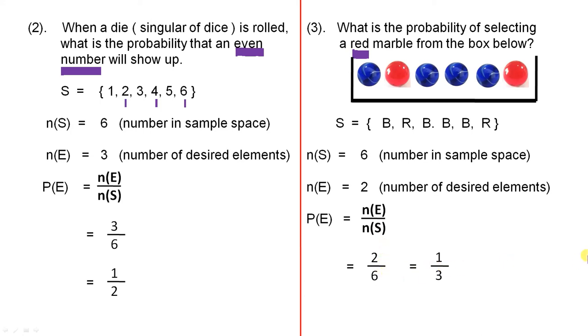So this video has introduced us to the idea of calculating probabilities, and we've seen a very simple formula that we can use to calculate the probability of a desired event happening. So all we've got to do is work out the sample space, the number in the sample space, and the number of desired elements, and we use that formula to find the answer.